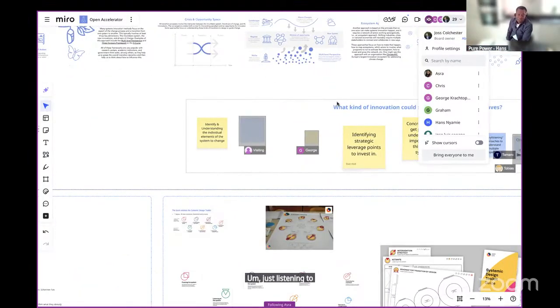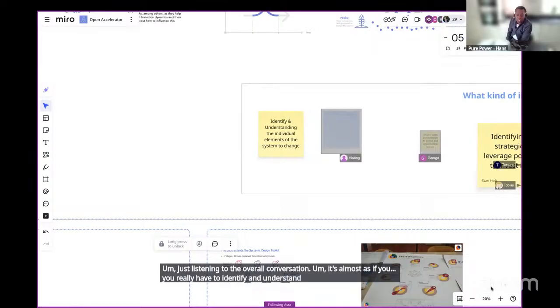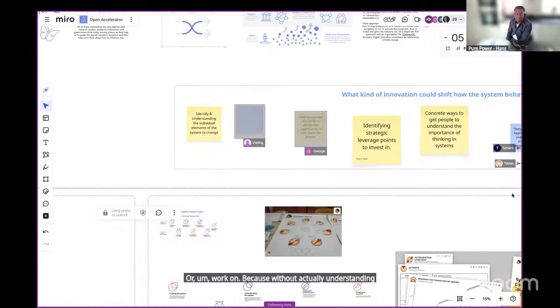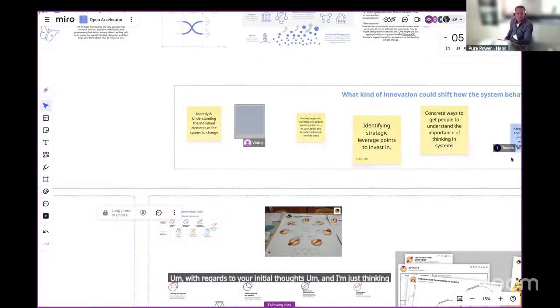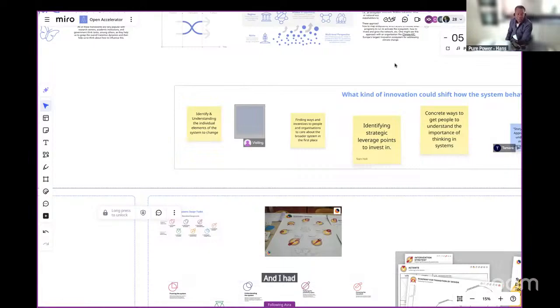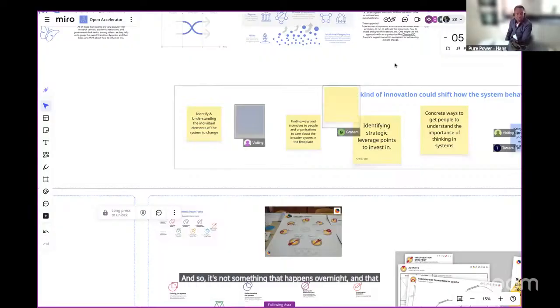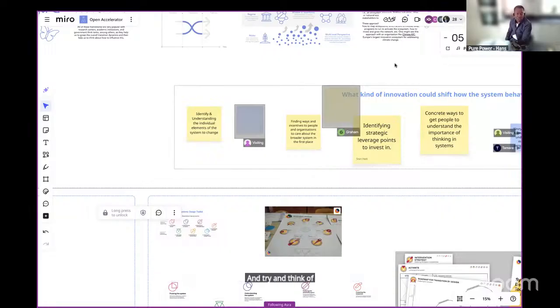Just listening to the overall conversation, it's almost as if you really have to identify and understand the individual elements of the system that you want to change or work on, because without actually understanding the components that make that up, you're not going to start anywhere, because it's those outliers that will come and bite you with regards to your initial thoughts. And I'm just thinking of my industry and what I've had to go through to be able to attend this type of session. I had to start with a blank sheet of paper about 7 years ago to start learning a different way of thinking. So it's not something that happens overnight. And that's the biggest challenge about educating people, to start off with a blank sheet of paper and try and think of new ways of solving a problem.